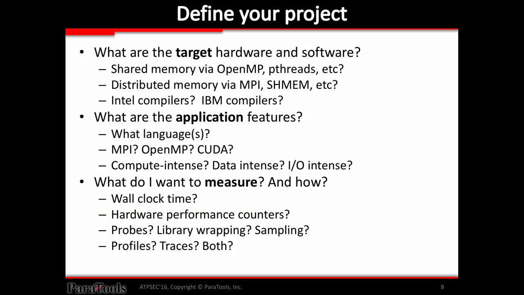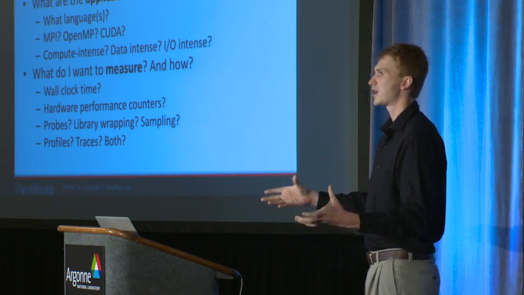So, for example, are we dealing with a shared memory system that uses OpenMP, or maybe CUDA? Is it a distributed memory system that uses MPI? Does it use both? What kind of compilers am I using? Are they Intel compilers, PGI compilers? Are there external libraries that I should be aware of? This all goes into your target.